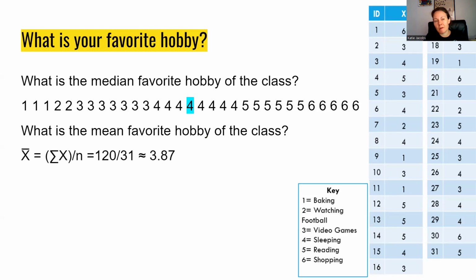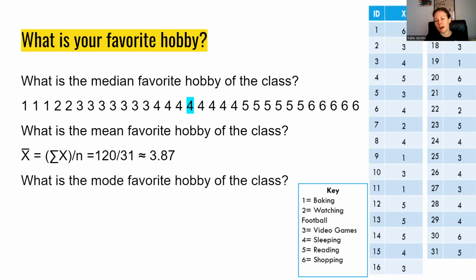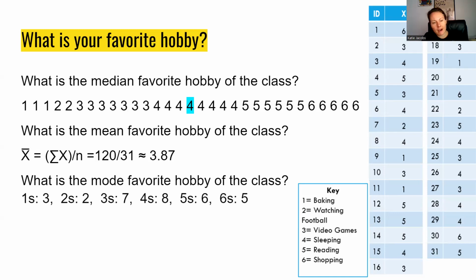Okay, so when we sum up all of our x's, it equals 120. We divide that by the number of participants, which is 31. So when we round that, the mean favorite hobby is 3.87, somewhere in between video games and sleeping. What is the mode favorite hobby of the class? Here we are looking for which one is the most frequently reported hobby. Here we see we have 3 1s, 2 2s, 7 3s, 8 4s, 6 5s, and 5 6s. So our mode, the favorite hobby of the class, is sleeping.